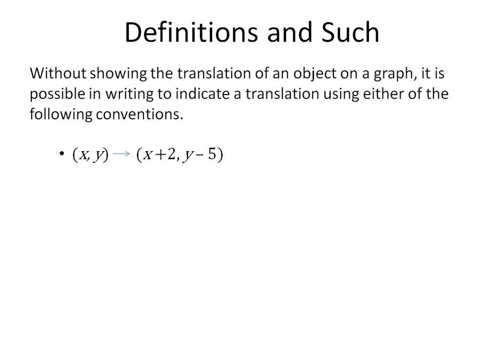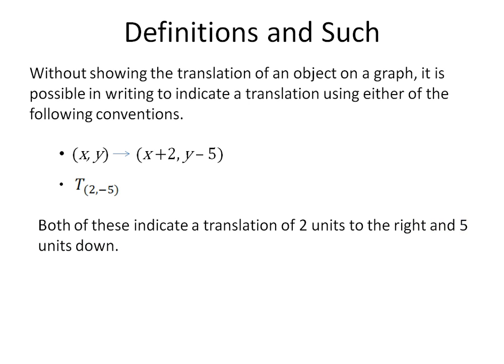All right, so the first one is the most common one, which simply says the point (x, y) is translated so that x is moved to the right 2 units, which is the plus 2, and the y goes down by 5 units. An equivalent way of saying that is T with the subscript of the point or the notation ⟨2, -5⟩, which means you add 2 to the x and subtract 5 from the y. Both of these indicate a translation of 2 units to the right and 5 units down.